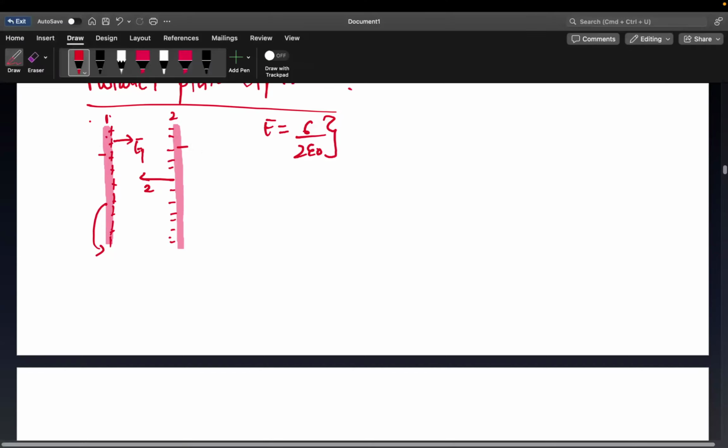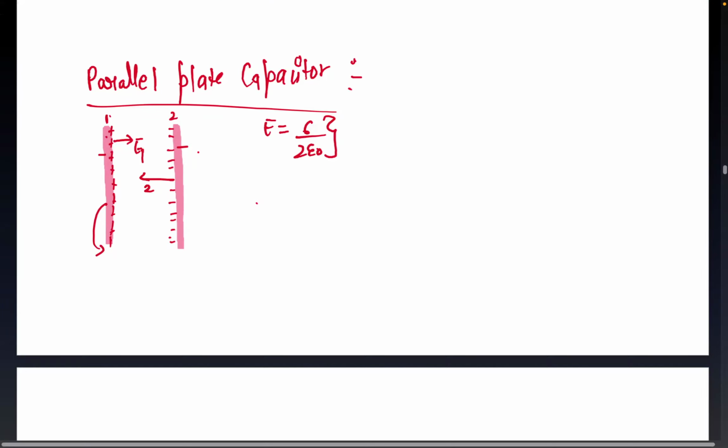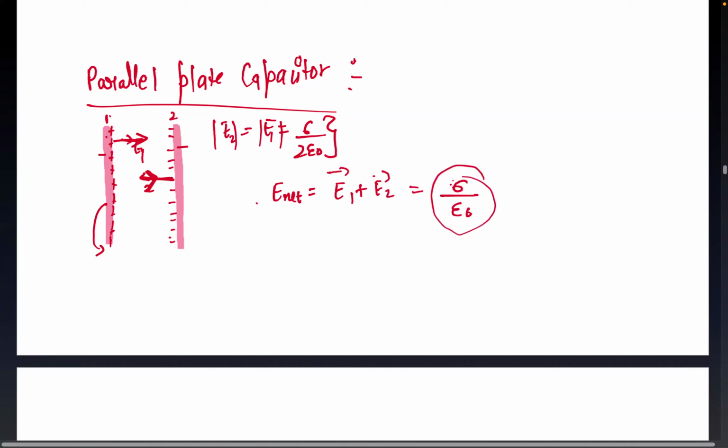Now it's fine. If you see carefully, this is negative charge. Due to positive, the electric field is in this direction. Due to negative, the electric field will be in this direction. Is that clear? Yes. So what is the total electric field inside? E net is E1 plus E2, with E1 equal to E2 in magnitude. What is the total net electric field? Sigma by epsilon naught. Clear? Yes.